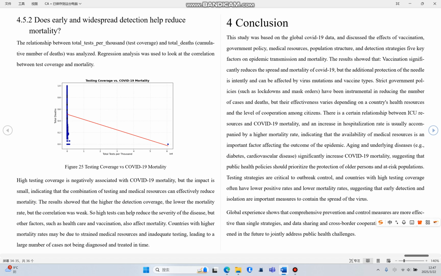Okay, through this study, we found that vaccination, government policies, healthcare resources, demographic structure, and testing strategies all significantly impact the spread and the mortality of COVID-19. Global experience shows that comprehensive prevention and control measures are more effective than single strategies. In the future, data sharing and international cooperation should be strengthened to jointly address public health challenges.